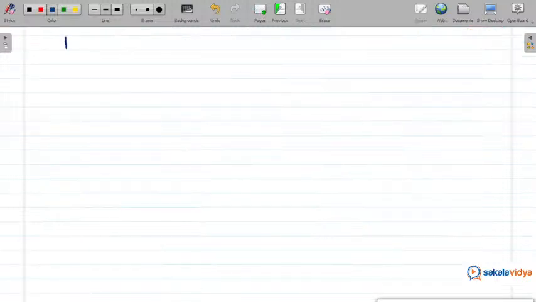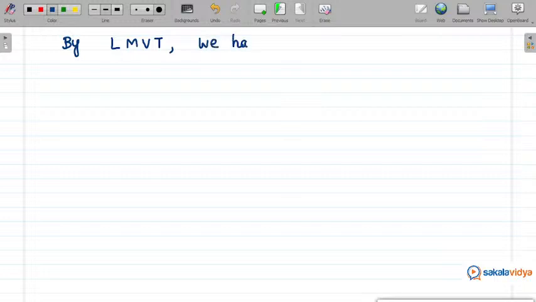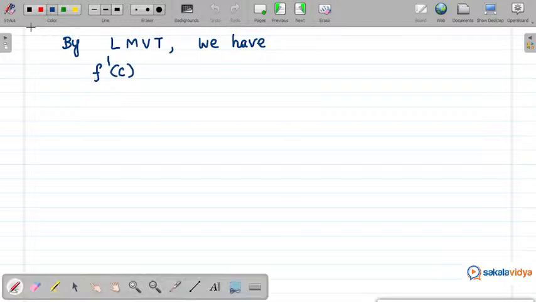So by Lagrange's mean value theorem, we have f dash c is equal to... Before going to that, we need to find f dash c also, that I will explain. First let us explain that one. Okay, wait a moment.